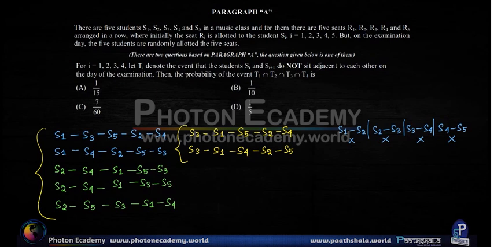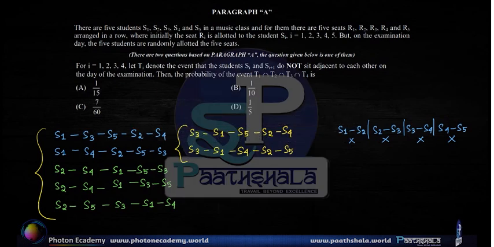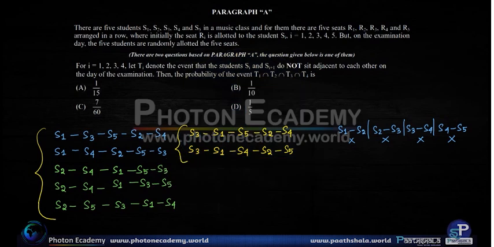If we reverse the order of this, then it also satisfies the condition. So for each arrangement, we have 2 orders. The one is as it is written and the one is the reverse order. So the total number of ways is 7 into 2 is equal to 14.